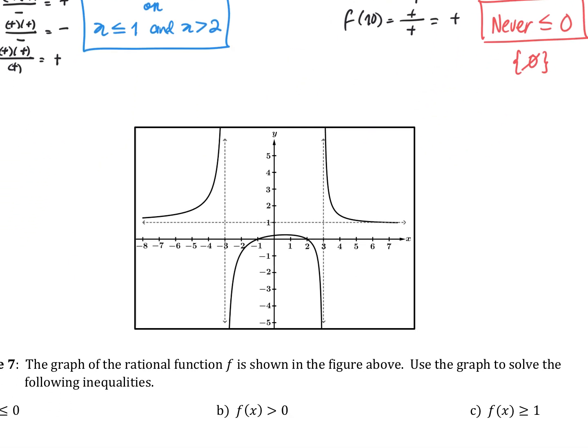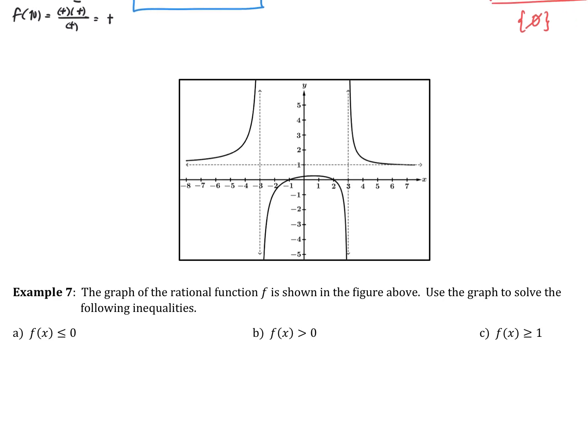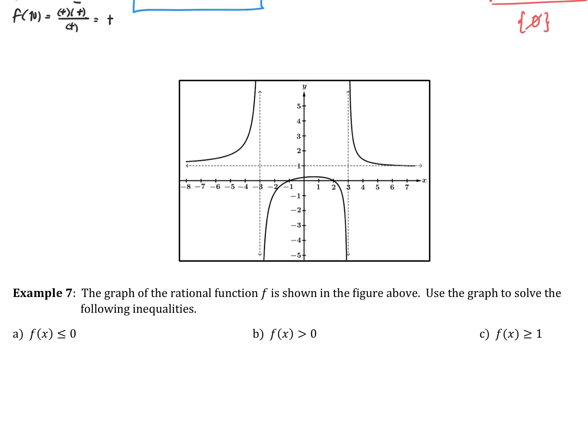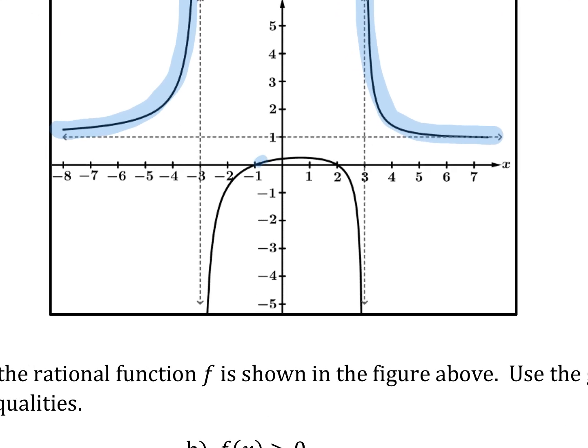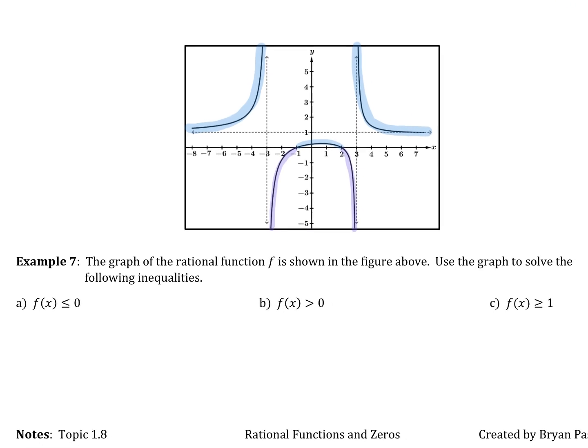Okay, so let's go for the last one. Here's the instruction. Example 7, the graph of the rational function f is shown in the figure above. Use the graph to solve the following inequalities. First, I suggest that we highlight those that are above the x-axis, and also this part. This part is actually above the x-axis. And I'm going to put the purple color below the x-axis for us to easily recognize which is above or below the x-axis.